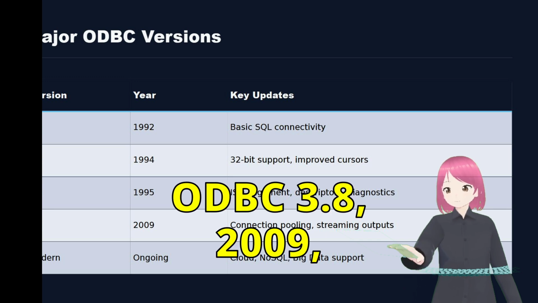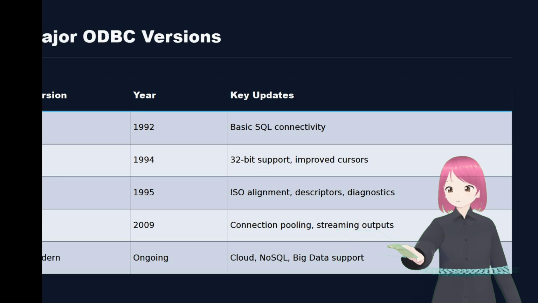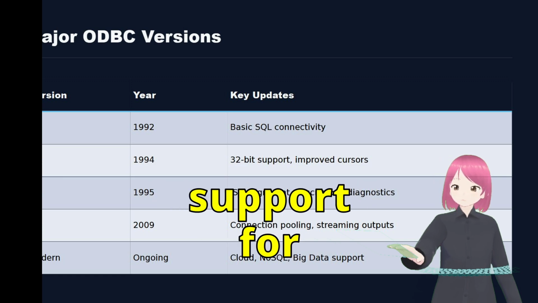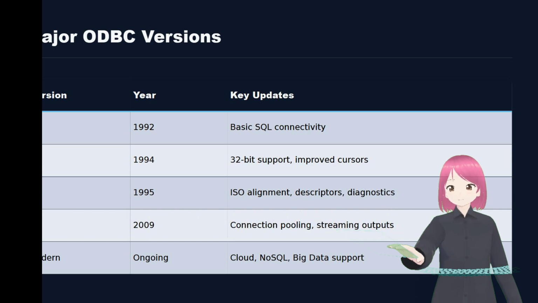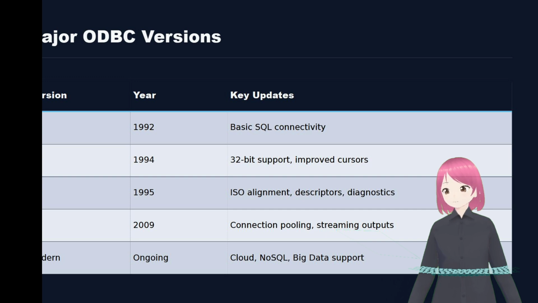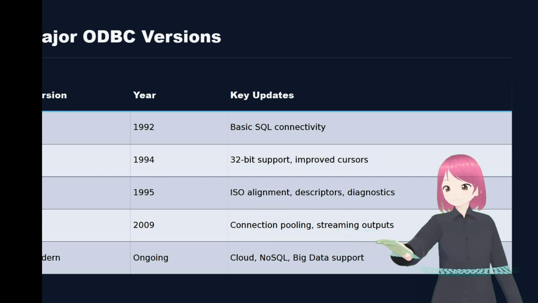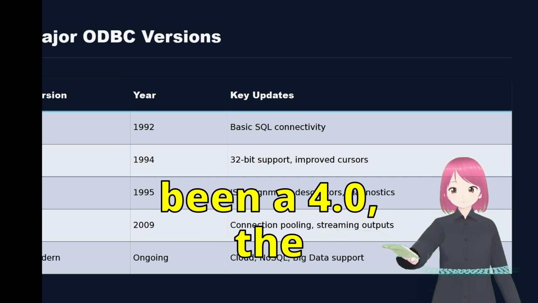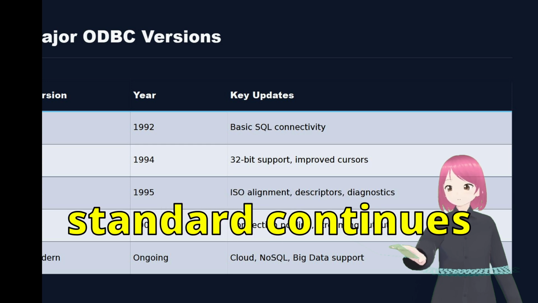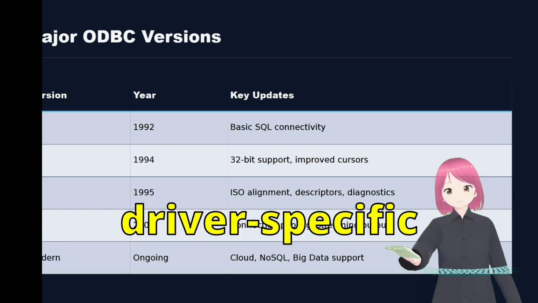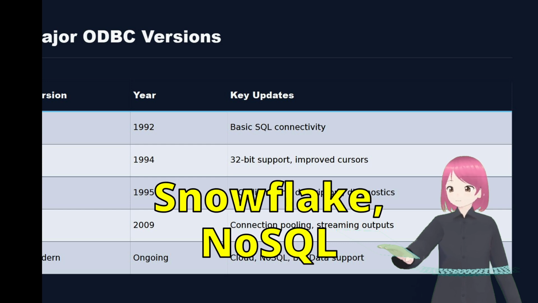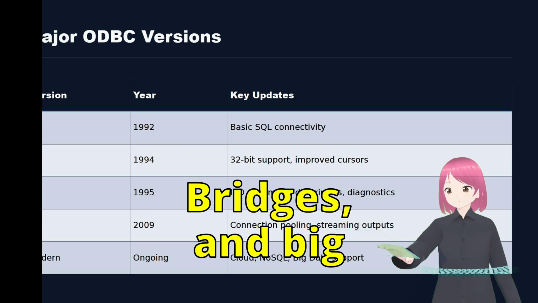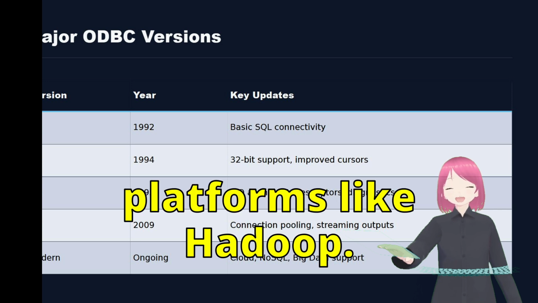ODBC 3.8, 2009, released with Windows 7, adding support for connection pooling and streaming output parameters. Modern era. While there hasn't been a 4.0, the standard continues to evolve through driver-specific updates that now support cloud databases like Snowflake, NoSQL bridges, and big data platforms like Hadoop.